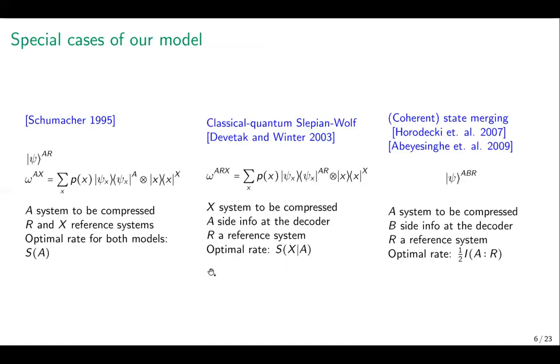To recap and also to introduce some other special cases of our model, I'm going to review them briefly here. So I already introduced Schumacher's both models and also state merging. The other important example is classical quantum Slepian-Wolf, which was introduced by Devetak and Winter in 2003. They basically consider this ensemble model where they want to compress the classical register X, given that the decoder has access to quantum side information A.